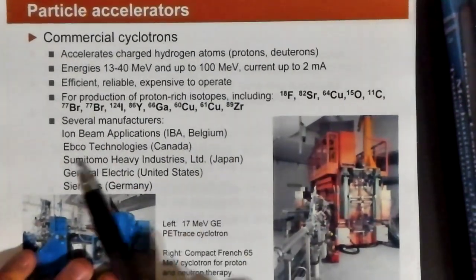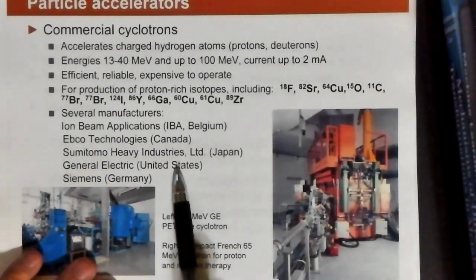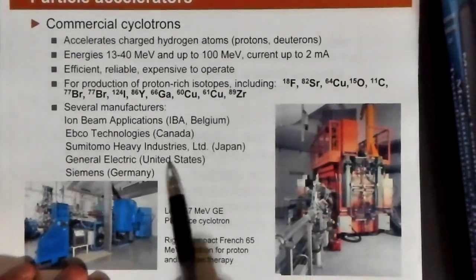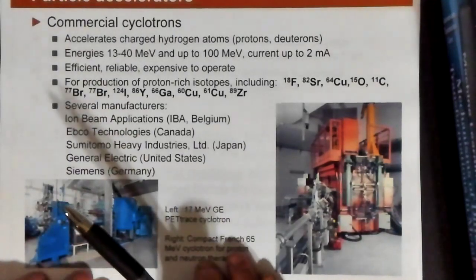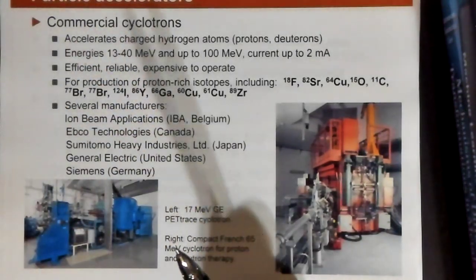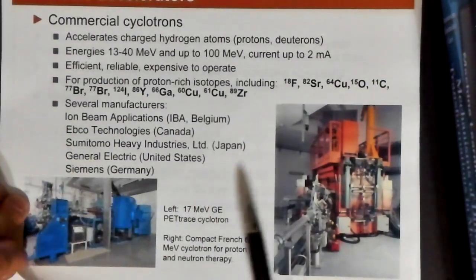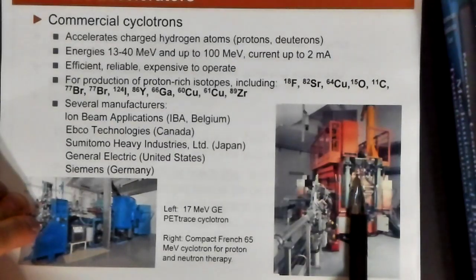And there are a number of manufacturers listed here. General Electric in the US. Remember we talked yesterday about a local company in Lansing called Niowave that's making these accelerators for medical isotopes. You see here some pictures of various commercial cyclotrons. 17 MeV, and here's 65 MeV.